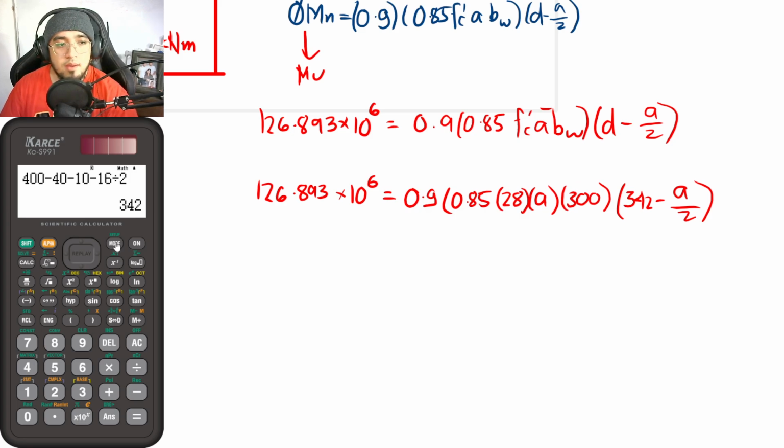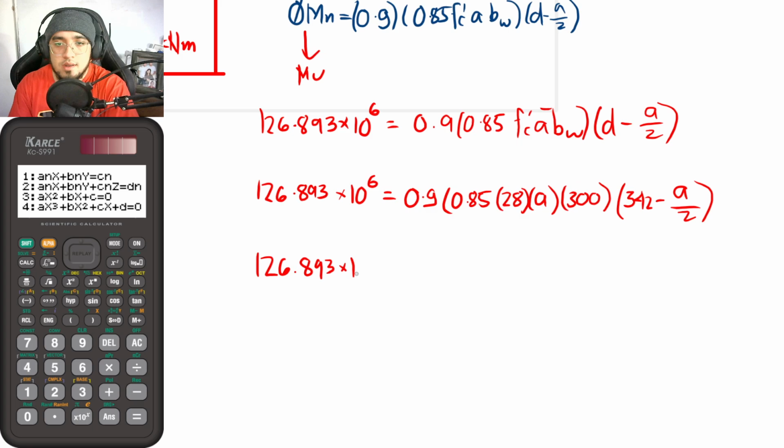So I will not take any chances. Rather, I will be making use of mode 5.3, the quadratic equation mode. What I will do is rearrange our equation in such a way that it will now look like this: ax squared plus bx plus c is equal to 0. First, I will once again simplify this equation. So this is now equal to 126.893 times 10 raised to 6.